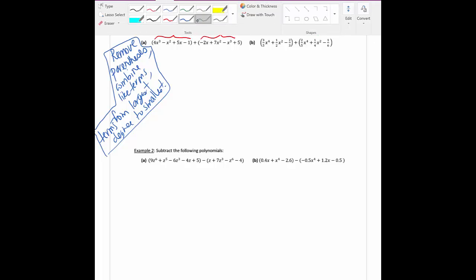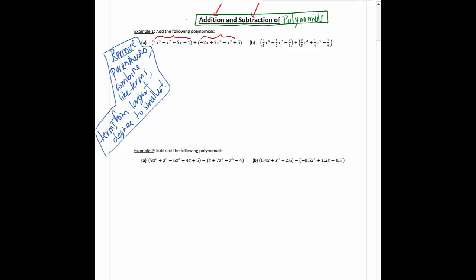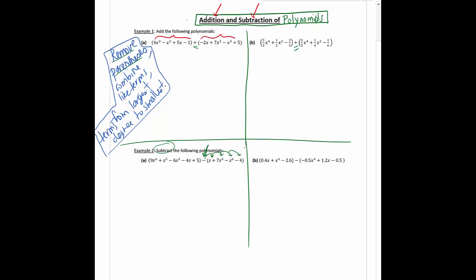So I said remove parentheses, which won't be a problem in part A and part B, because all that's in front of the second parentheses is a plus, and the same thing in this next example that we'll see. So it won't be a problem to remove the parentheses. We just have to be careful. In example 2, they're subtracting. So you notice there's a subtraction sign here. That means we'll have to distribute it onto everybody in the second parentheses, and then the same thing for the subtraction sign in part B of that example.